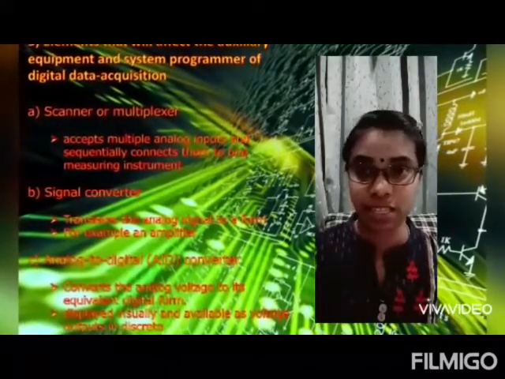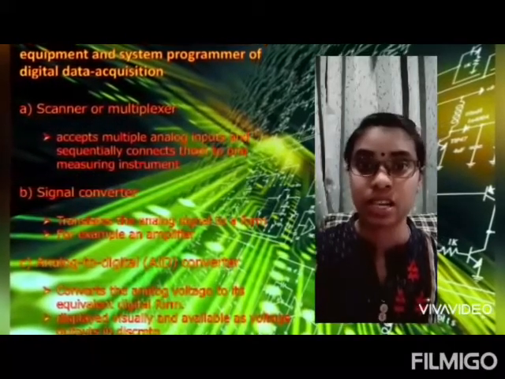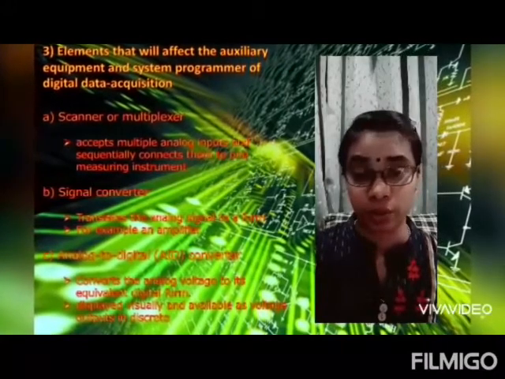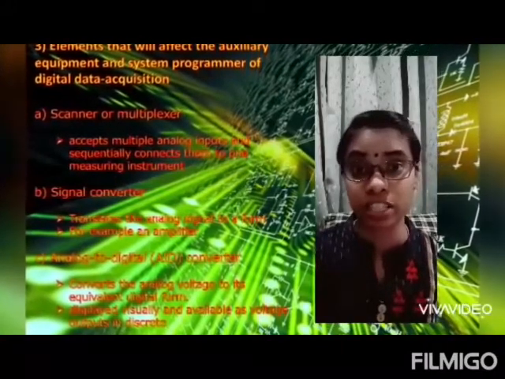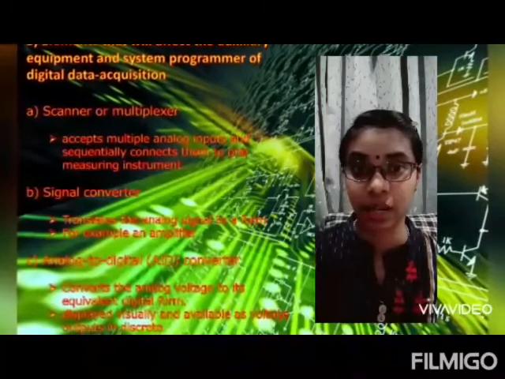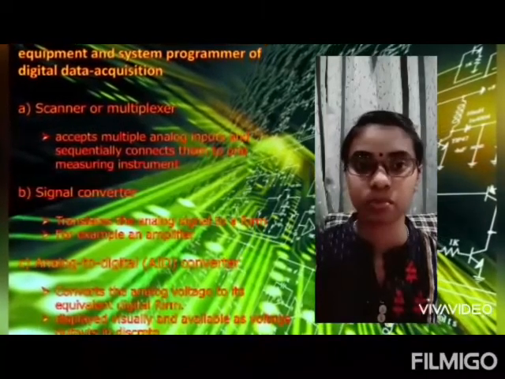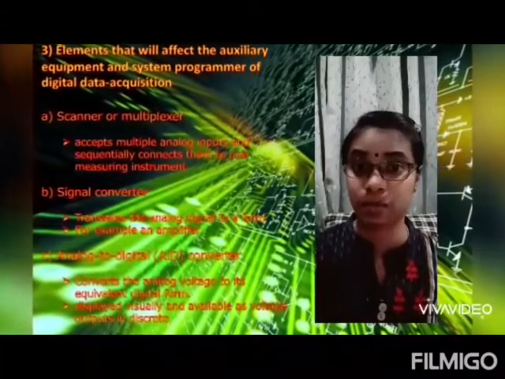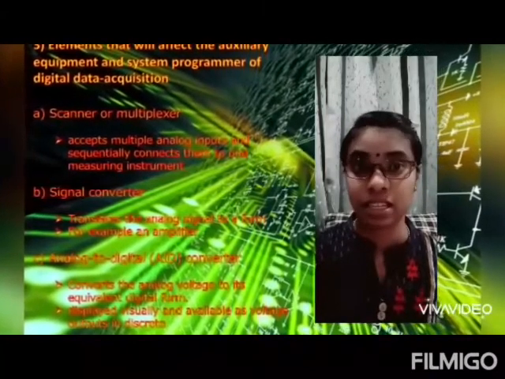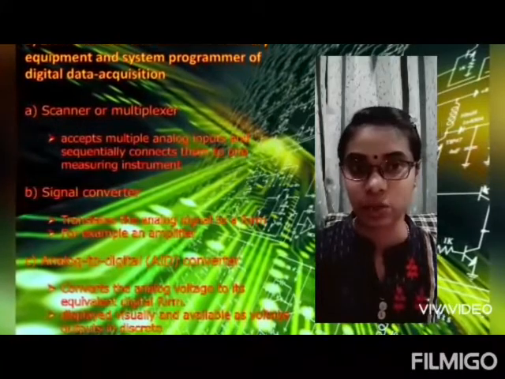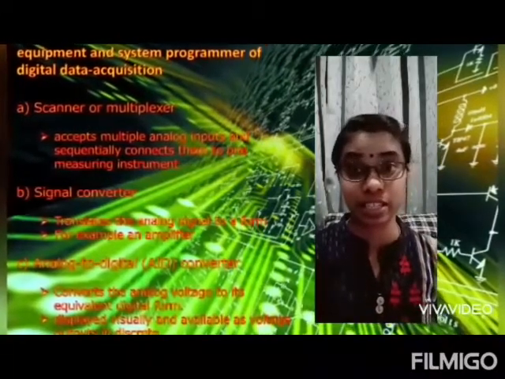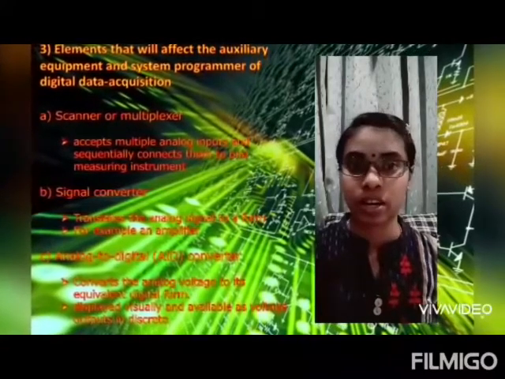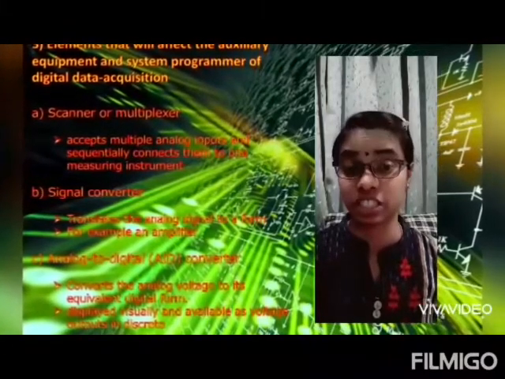Number three is the analog to digital converter. The A/D converter converts the analog voltage to its equivalent digital form. The output of the converter may be displayed visually and is also available as voltage outputs in discrete steps for further processing or recording on a digital recorder.